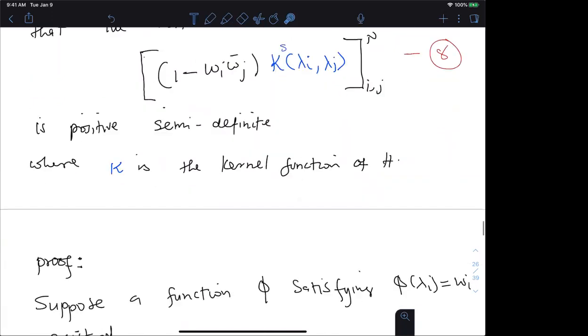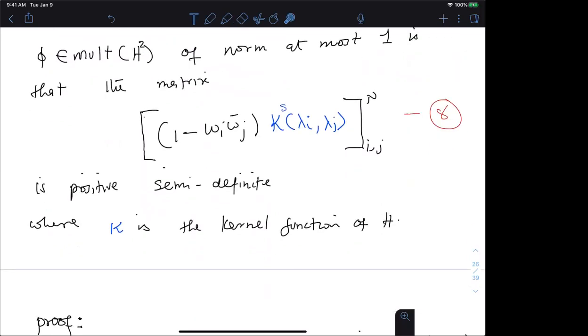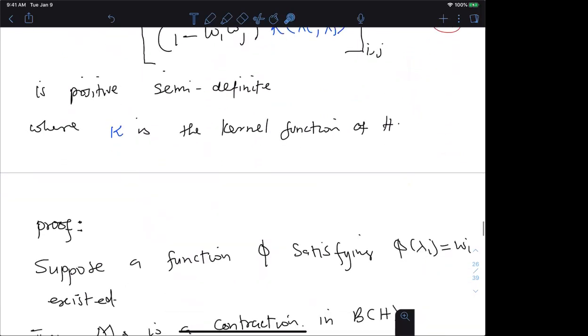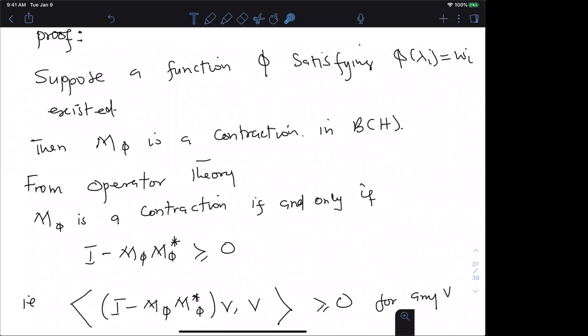So in this case, we see if we can prove this necessary condition, that there is such a multiplication function in the multiplier algebra of norm at most 1 that interpolates the data if and only if the Pick matrix is positive semi-definite. So let's see if we can prove the necessary part of the condition. Suppose we have such a function that interpolates our data. Then the multiplication operator associated with that phi is a contraction. It's a contraction because we said the norm is less than or equal to 1.